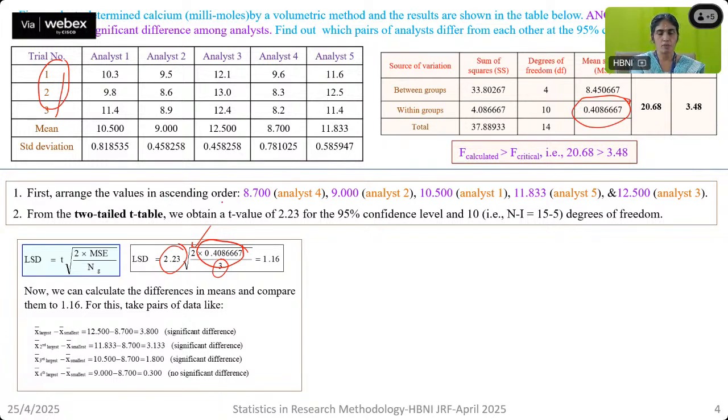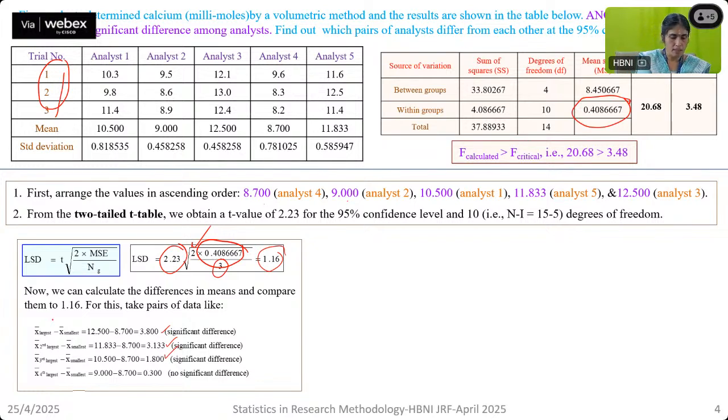Generally the steps proceed like this. We do from lowest, then next, like that, in ascending order. One can do descending order also, it doesn't matter much. Just identification should be properly given. Then you take the difference between each of the pairs. When you see that the differences are higher than this LSD value, that is 1.16, then we say that there is significant difference. Whereas in the last one, the 4th largest and the smallest, that means 9 and 8.7, analyst 4 and analyst 2, there is no significant difference.